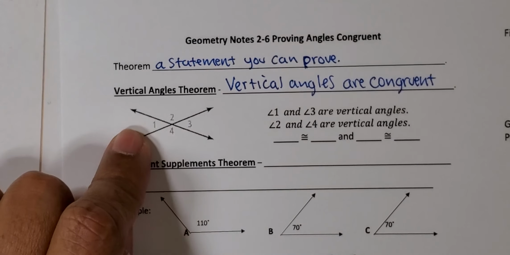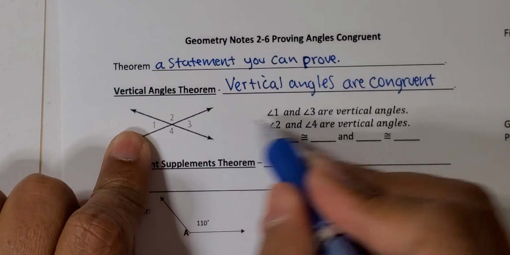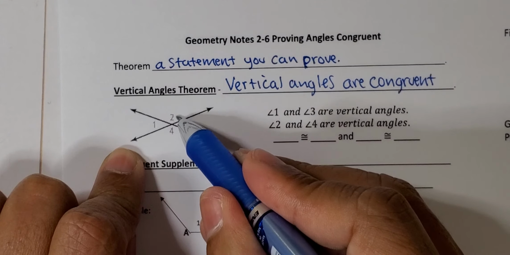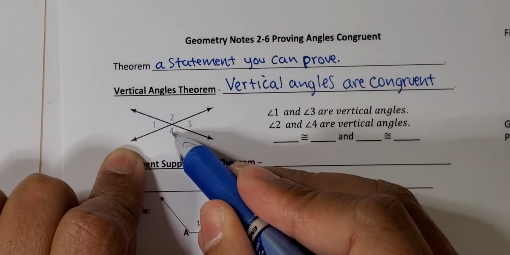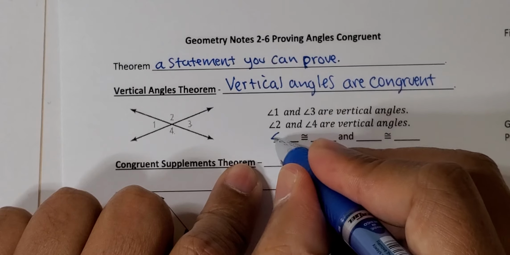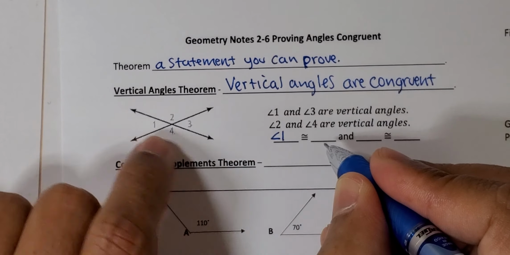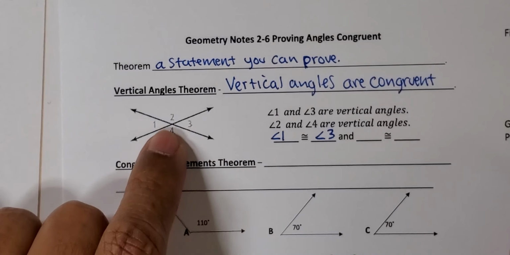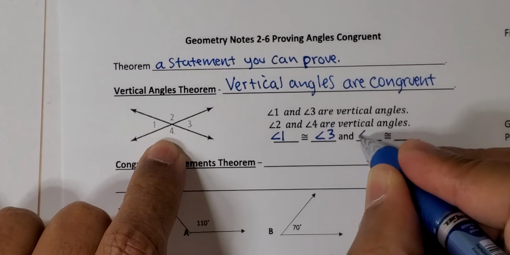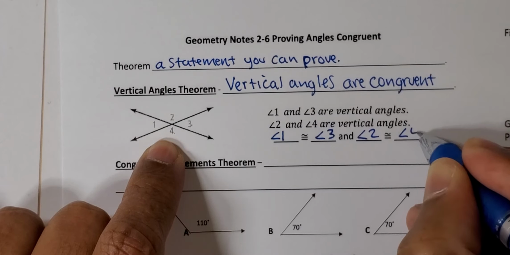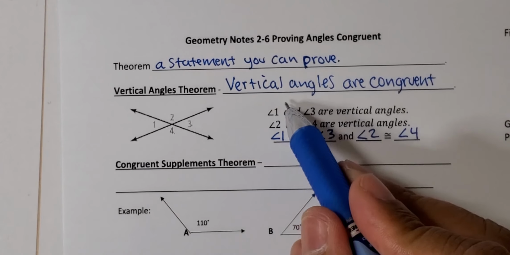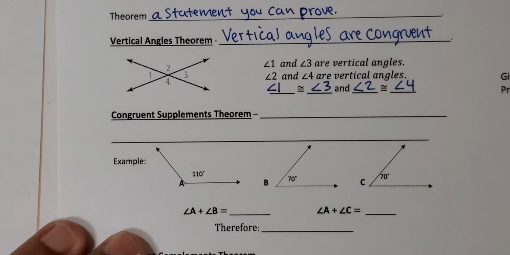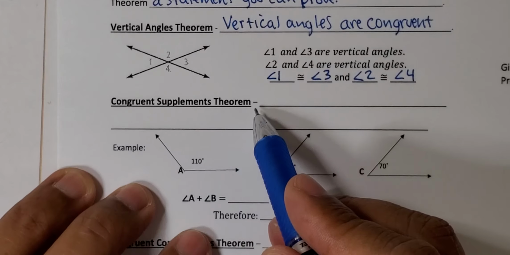So if you look at this diagram here, angle 1 and angle 3 are vertical angles because they're opposite to each other at the intersection of these two lines. The same goes with angle 2 and angle 4. So angle 1 is congruent to angle 3 because those two angles are vertical angles. The same goes with angles 2 and 4. So angle 2 is congruent to angle 4 because they are vertical angles, and the vertical angle theorem says that vertical angles are congruent.